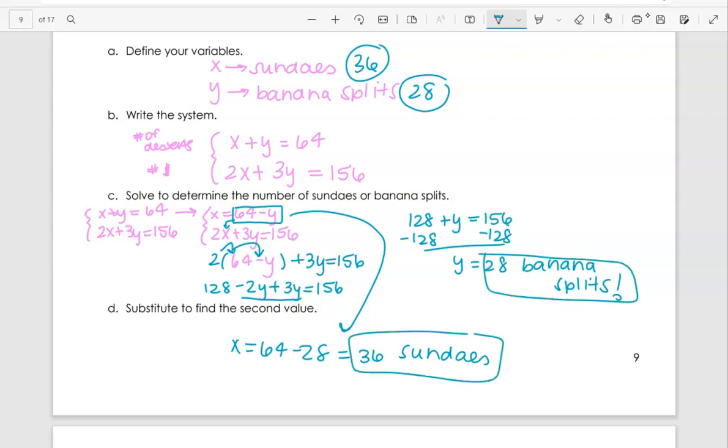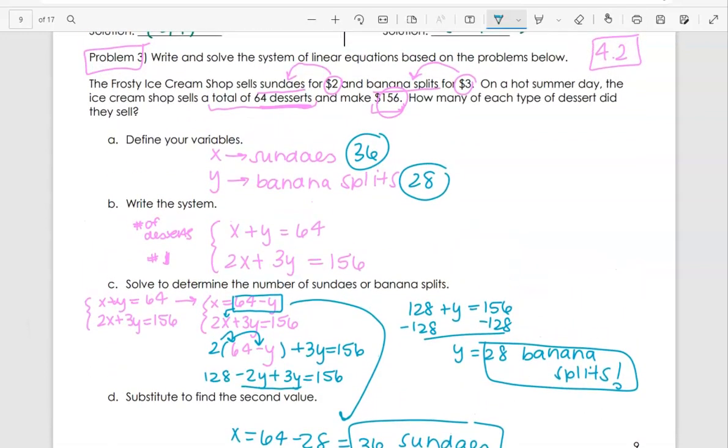Okay, so guys, watch out for when you set up. The most important thing here is how to set up your system, defining your variables, the two things that they're talking about, and then the system is how we're talking about those two things. So the things for sundaes and banana splits. And then how we're talking about them, we're talking about the total number sold and how much money we made.